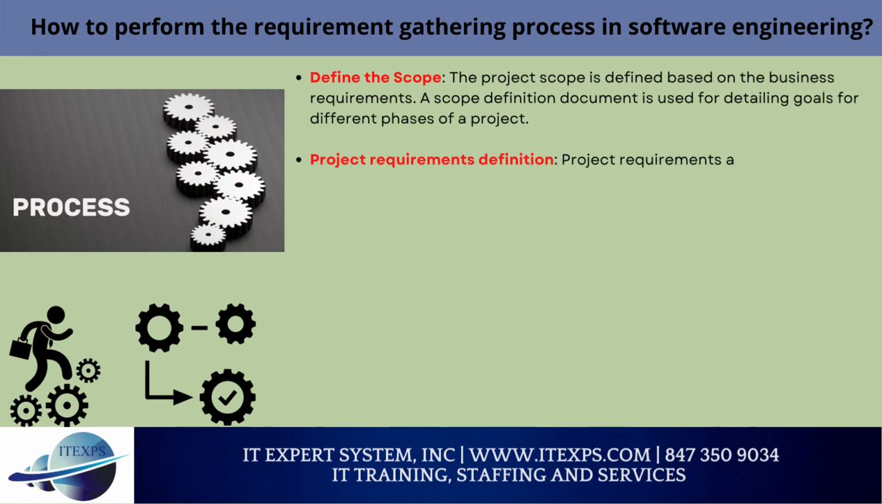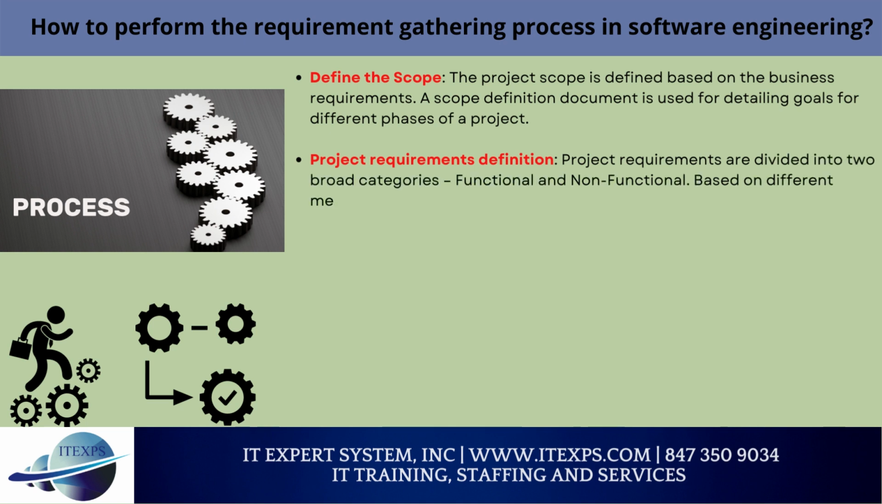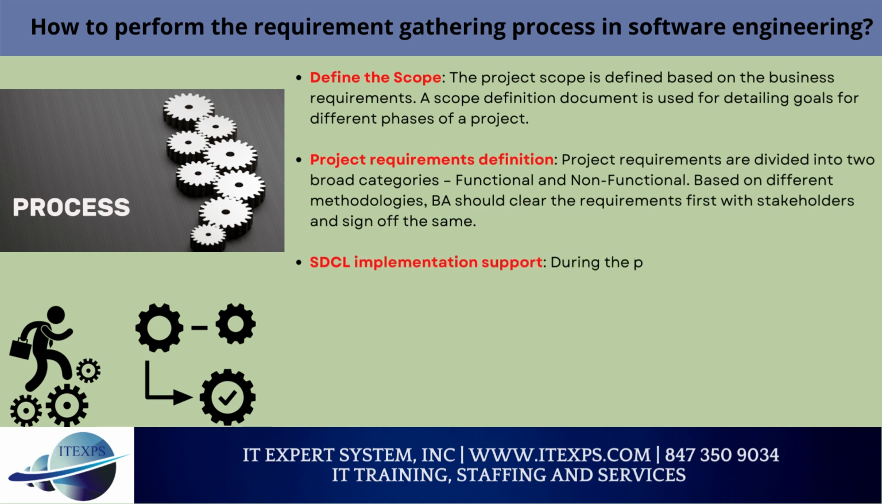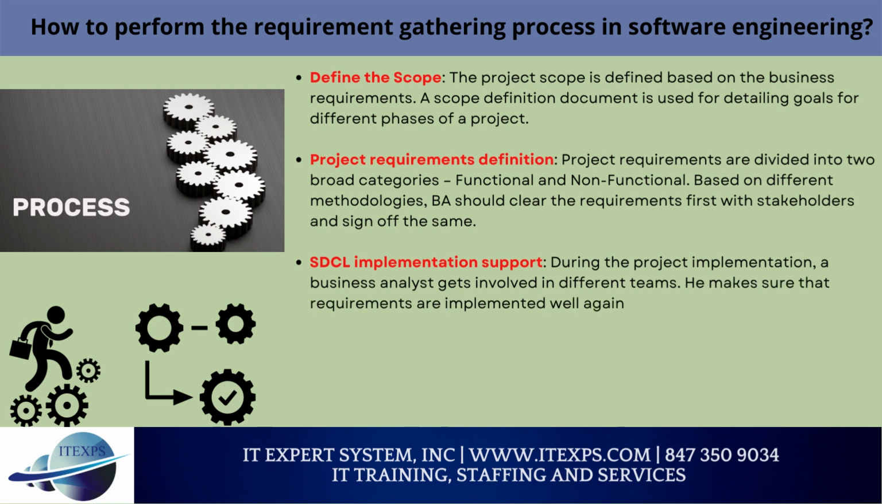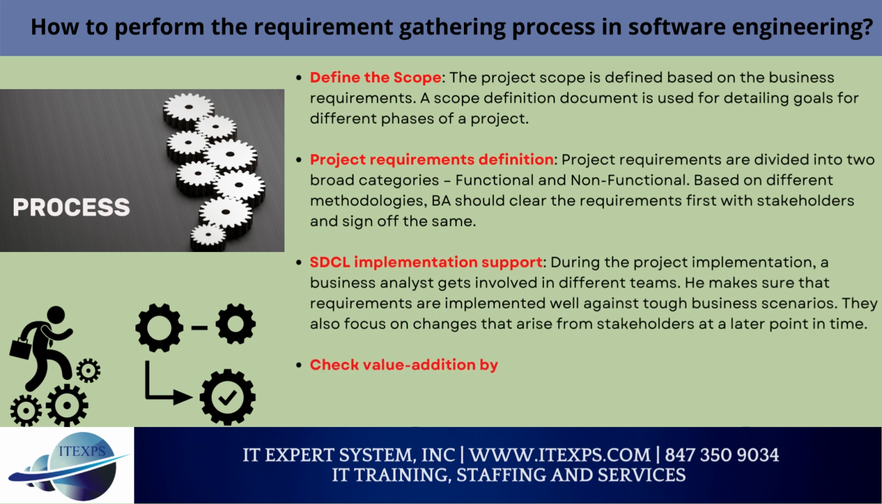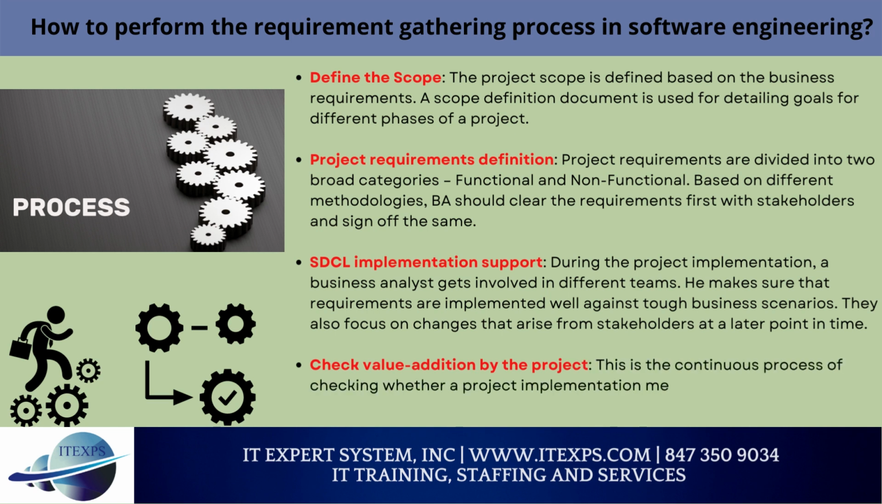Project requirements definition. Project requirements are divided into two broad categories: functional and non-functional. Based on different methodologies, BA should clear the requirements first with stakeholders and sign off the same. SDLC implementation support. During the project implementation, a business analyst gets involved in different teams. He makes sure that requirements are implemented well against tough business scenarios. They also focus on changes that arise from stakeholders at a later point in time. Check value addition by the project. This is the continuous process of checking whether a project implementation meets the business objectives or not.